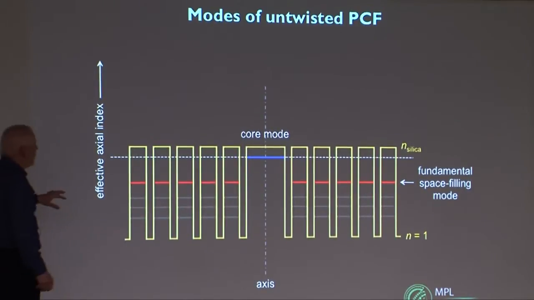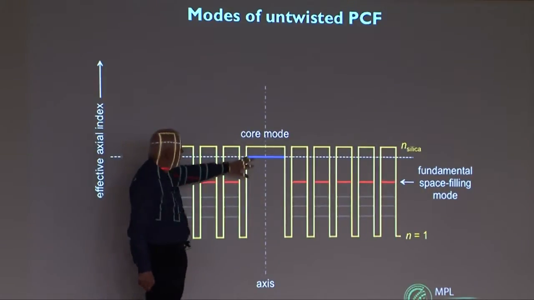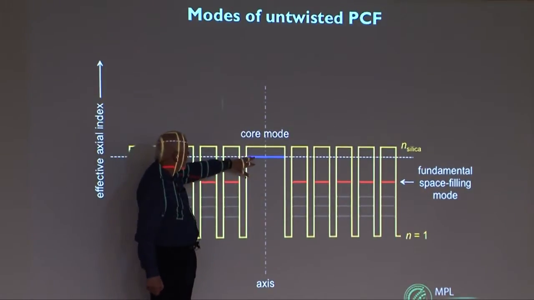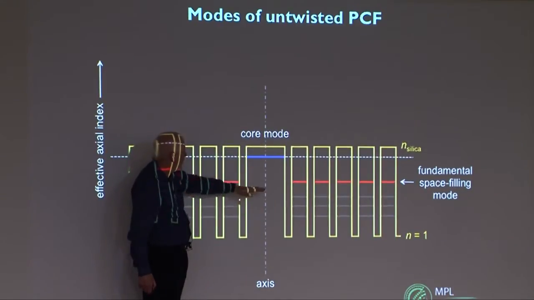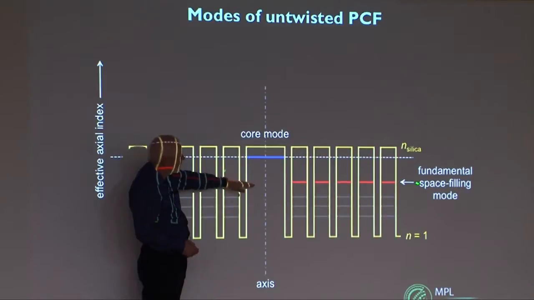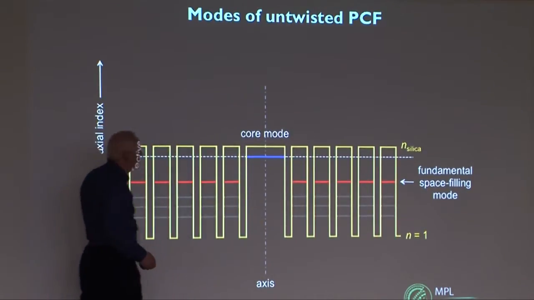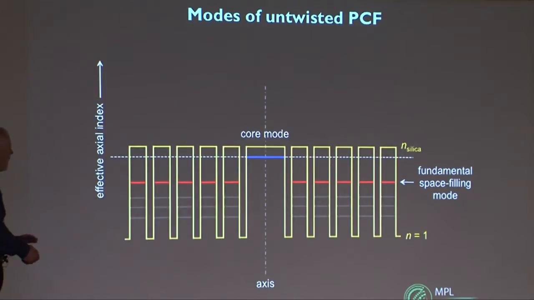Of course, we know that there's going to be a guided mode in the core, and the guided mode in the core has to sit between the refractive index of silica and the maximum refractive index that the cladding can support, which is the refractive index of the fundamental space-filling mode that I've talked about several times. Okay, that's this red line. So we have a step index waveguide. Index step goes from this index to the index up here, and we can get a guided mode that sits somewhere in between. Okay, that's the guided mode.